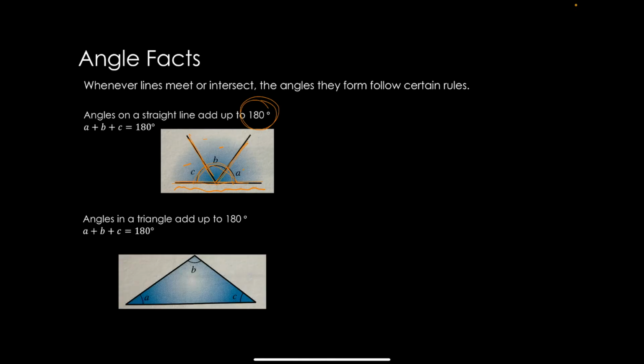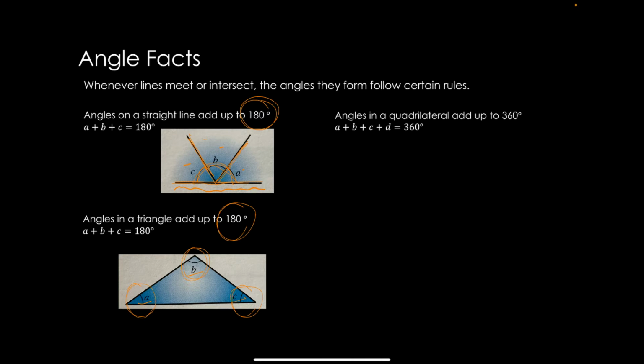Angles in a triangle add up to 180 degrees as well. So all of these three angles here would all add up to 180 degrees. Whatever those angles were actually labelled in terms of numbers, they would add up to 180.